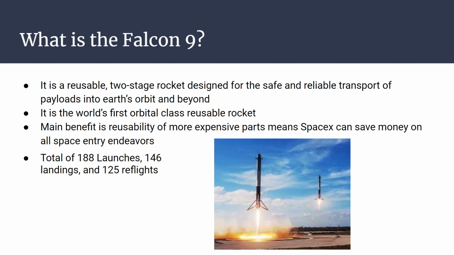This means that the primary benefit is that they can save the main engine and the fairings and bring them back down to Earth, so that SpaceX can save money on those parts to be used for future space endeavors. And just to give some stats and some oversight of how this has saved them and how it's been used in the past. It's had a total of 188 launches. 146 of those have actually had landings as the main rocket re-enters Earth's orbit and slowly descends back to the landing pad. And that means that 125 of those have actually been able to be reflown and just filled up with propellant and be used for another flight.